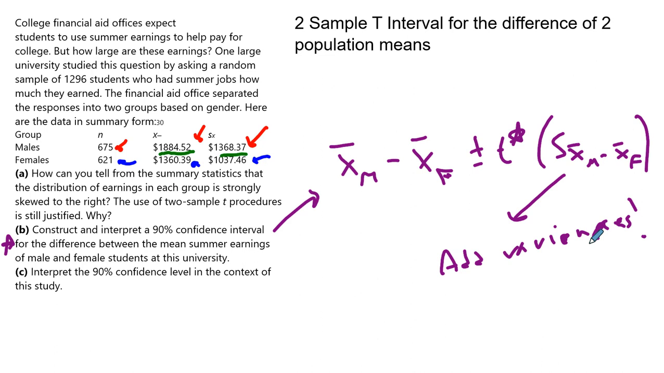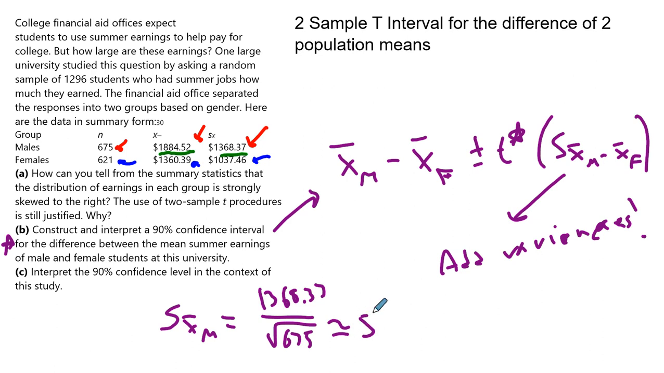All right, so let's give this a shot. Let's take these numbers and see what we can do. So s of x bar males would be the standard deviation for the males, 1368.37, divided by the square root of the sample size of the males, which is 675. So if we calculate that number, we get about 52.67.